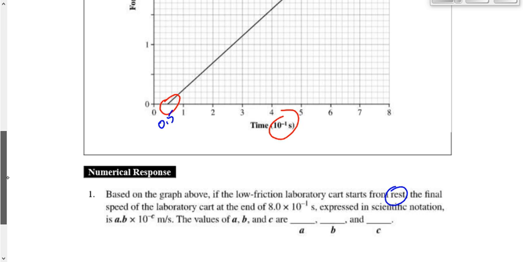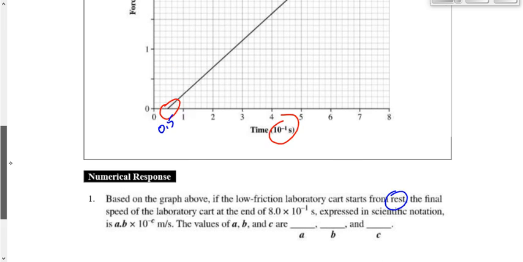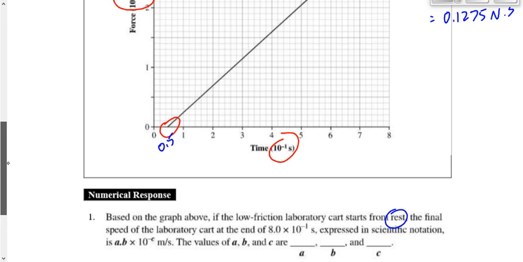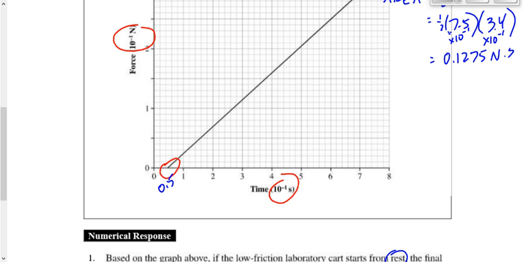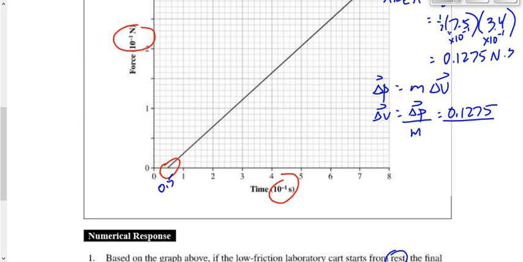Well, what am I looking for? My final speed. What's the initial speed? 0. Watch that, though. If the initial speed is something, then you're going to get the change in speed, but then you're going to have to do something with that change in speed. If I want to get the change in speed here, I'm going to set the impulse that I just found equal to m times delta v. Never going to use F times t, right? Delta v is equal to delta p over m, which is 0.1275, the unrounded number, divided by my mass.